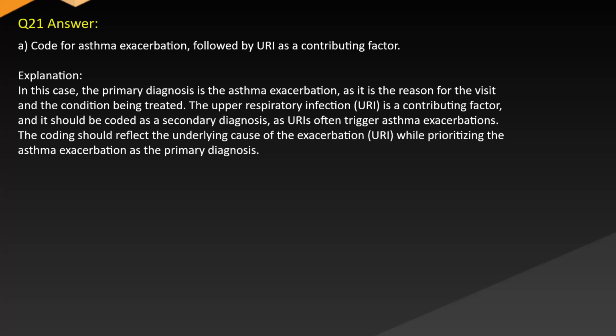Answer A. Code for asthma exacerbation followed by URI as a contributing factor. Explanation: in this case, the primary diagnosis is the asthma exacerbation as it is a reason for the visit and the condition being treated. The upper respiratory infection, URI, is a contributing factor and it should be coded as a secondary diagnosis as URIs often trigger asthma exacerbations. The coding should reflect the underlying cause of the exacerbation, URI, prioritizing the asthma exacerbation as the primary diagnosis.